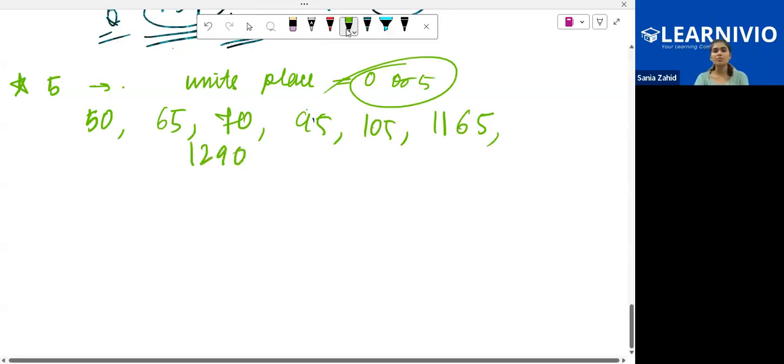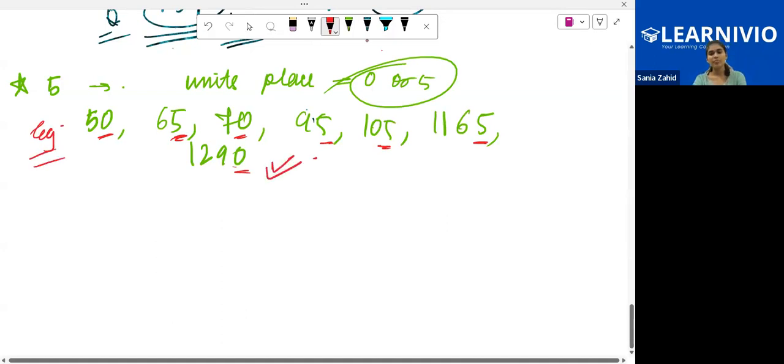So all these numbers, what are the units places in all these numbers? 0, 5, 0, 5, 5, 5, 0. They're either having a 0 or 5 in their units place. So these all are divisible by 5.